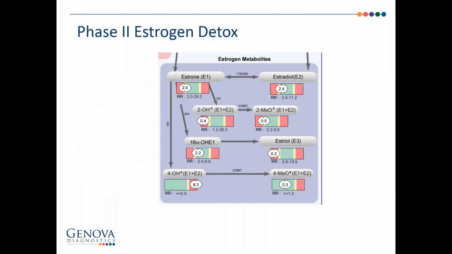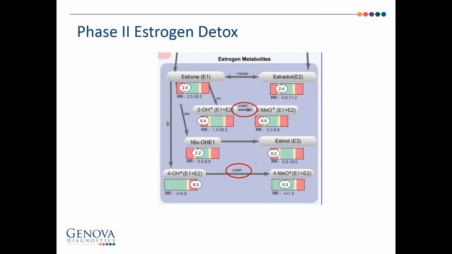So let's look at phase 2. COMT, right? We talked about COMT this morning in the methylation talk, and we talked about how a SNP can slow it down. We talked about how COMT is responsible for breaking down neurotransmitters, but it also is responsible for making hormones water soluble to be excreted.